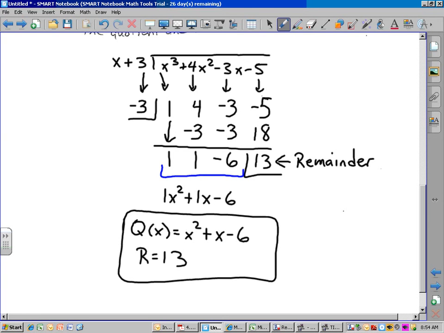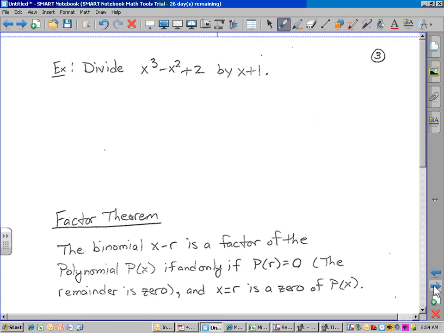Let's take a look at another example. All right, we're going to do this with synthetic division. So let's try to set it up without writing the long division. Do a little half box. What goes in that half box? Okay, not half, the opposite of that number. So we have a plus 1, we're going to put a minus 1.